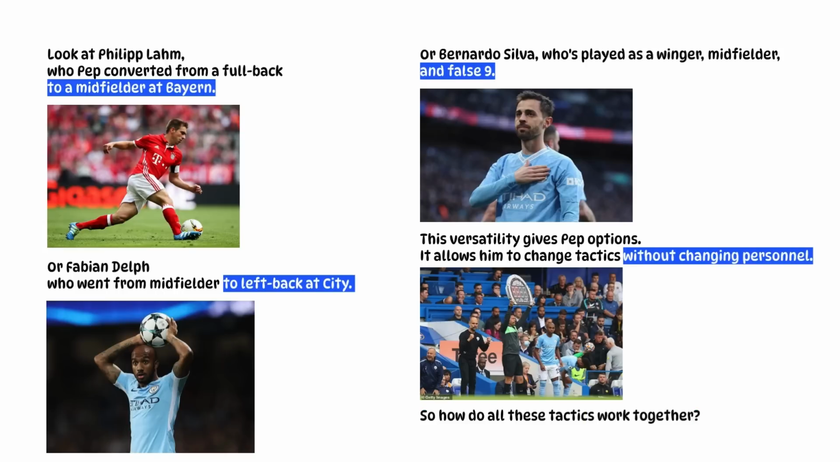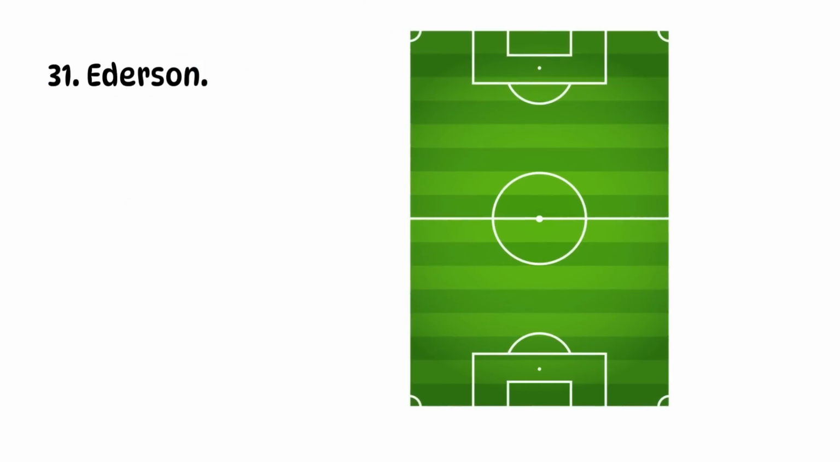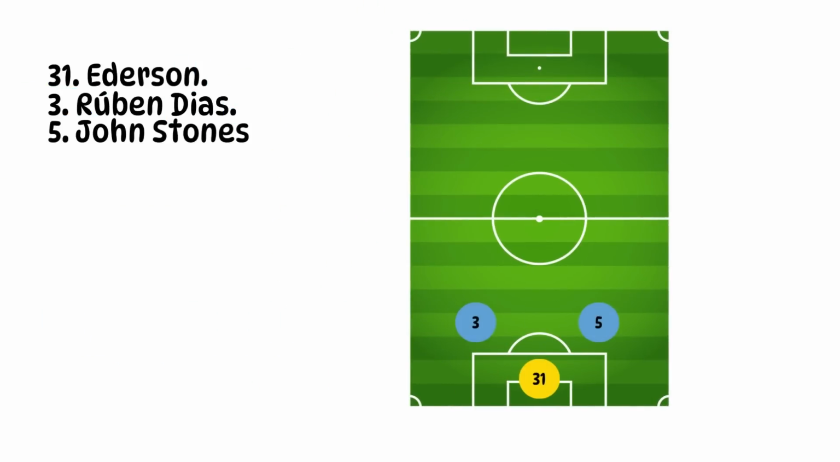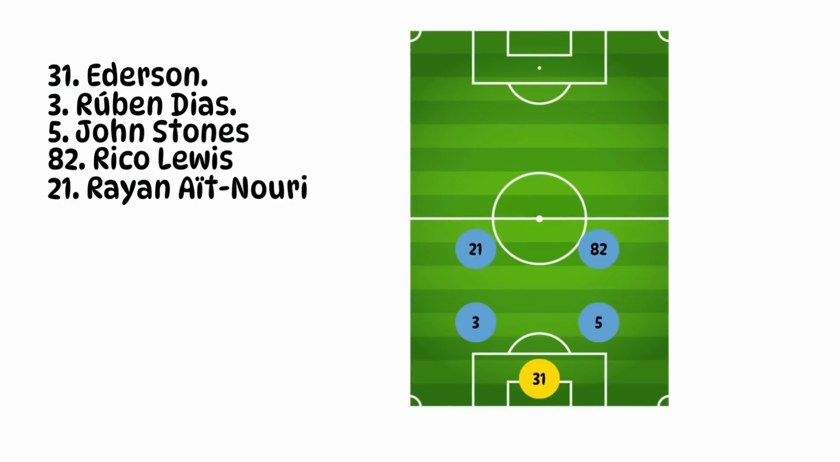So how do all these tactics work together? Let's see a complete example. City start with the goalkeeper, Ederson. The centre-backs split wide, the full-backs invert, and Rodri drops deep. They pass patiently, drawing the opposition forward.